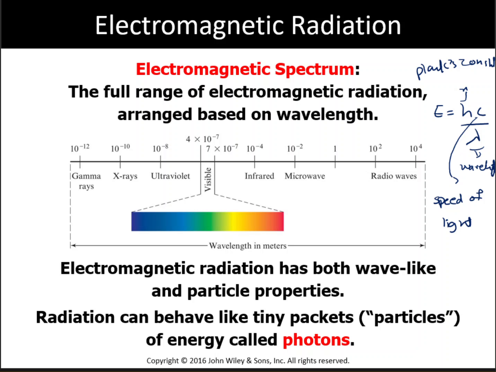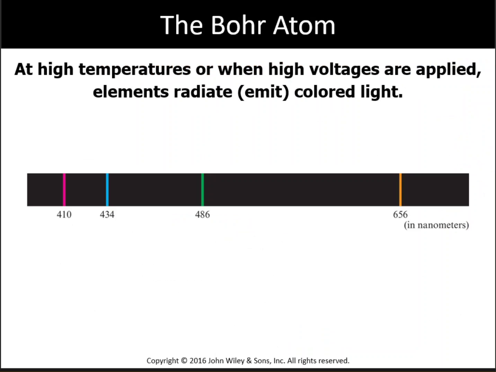Now let's see why this is important. For now, we're going to focus on the visible region. I want to show you how the atomic theory, or the Bohr model, was developed. The observation was that if you look through a light with a prism, you're going to see multiple lines, and each line has a different color.